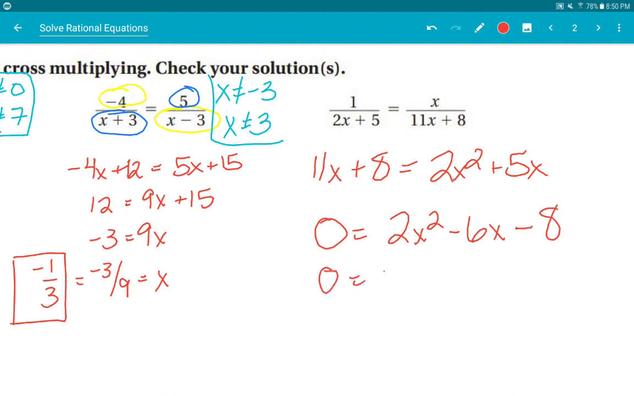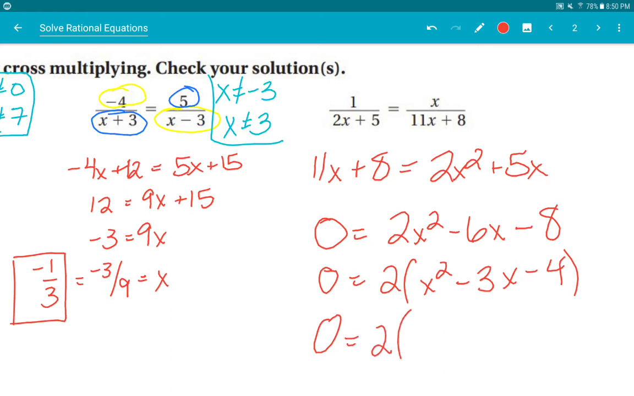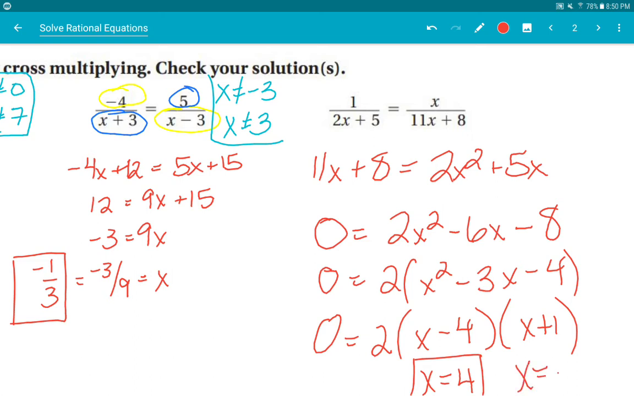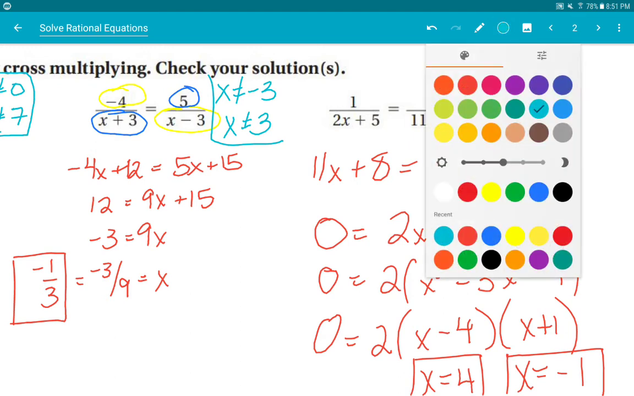Now, there is a GCF. The GCF is 2. So that's going to give me 2 times x squared minus 3x minus 4. That's going to factor into what two factors? We have x minus 4 and x plus 1. So what are the two solutions? The first solution for the first linear factor here is x equals 4, and the second one is x equals negative 1. Okay, and then we just have to compare that to our restrictions here.